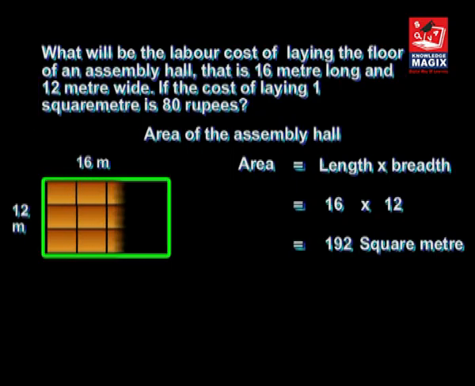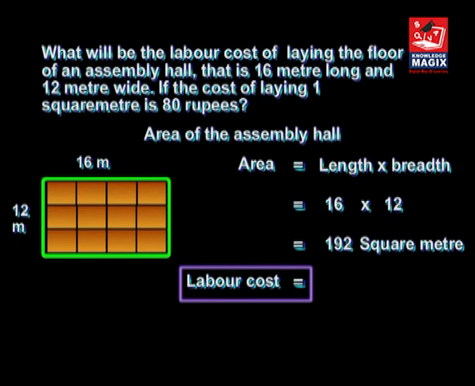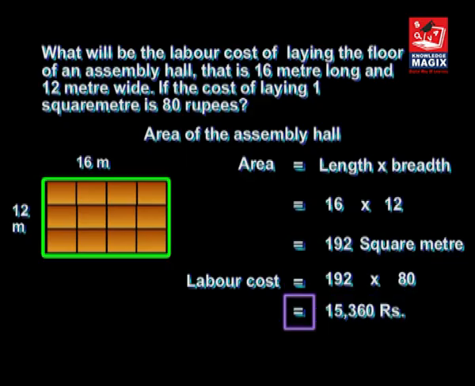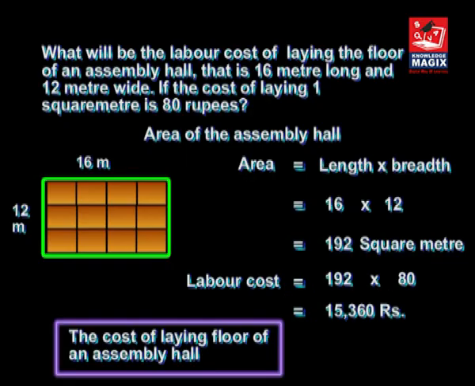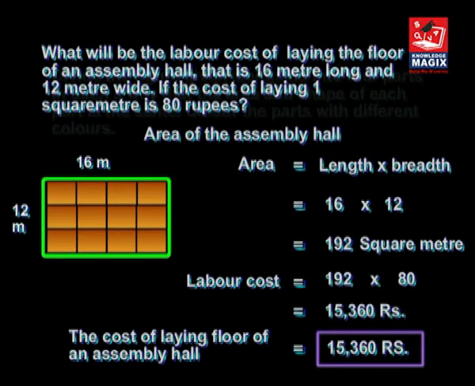The cost of laying 1 square meter is 80 rupees. Therefore, labor cost is equal to 192 square meter into 80 rupees, equal to 15,360 rupees. So the cost of laying the floor of an assembly hall is 15,360 rupees.